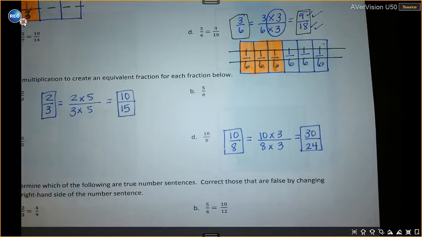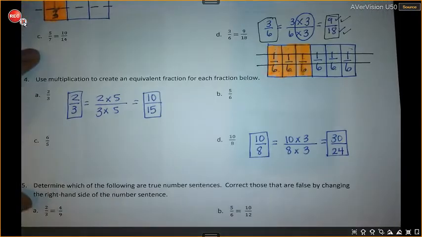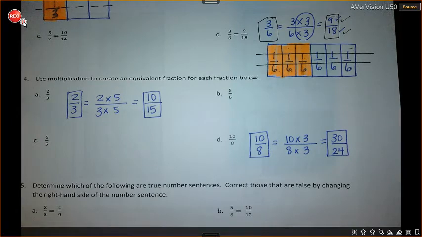So for section 4, it's very easy. In your work, you can choose any number you'd like to multiply the numerator and denominator with, as long as it's the same number. And this is so that you can create equivalent fractions. Again, I'd like to remind you, you can pause the video if you need to. You can replay this section if you need to better understand it.